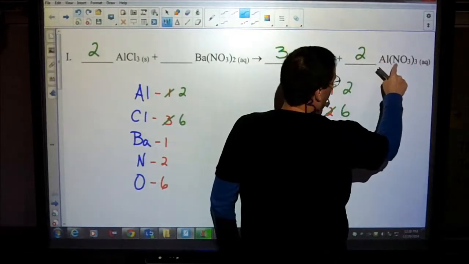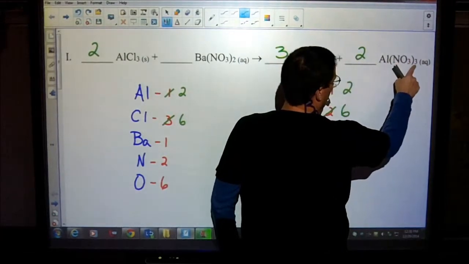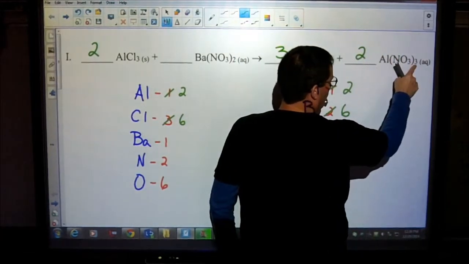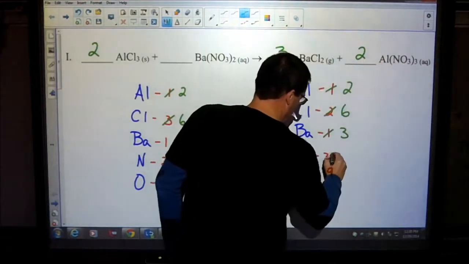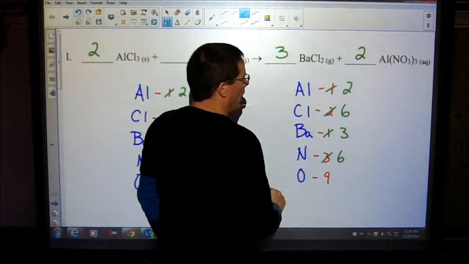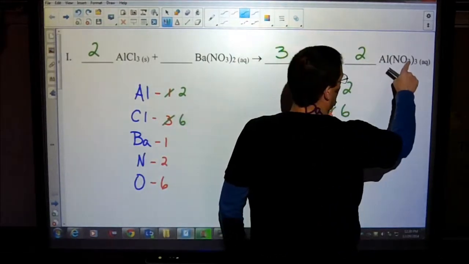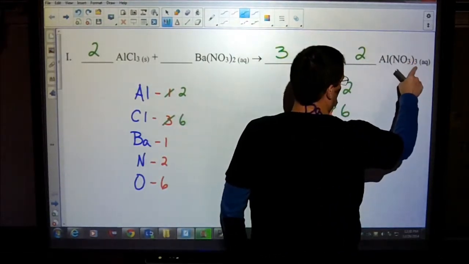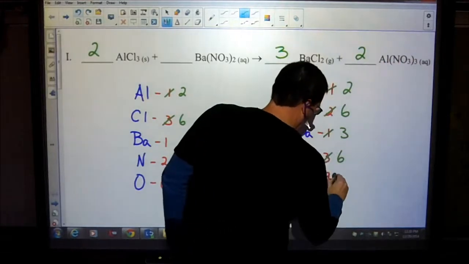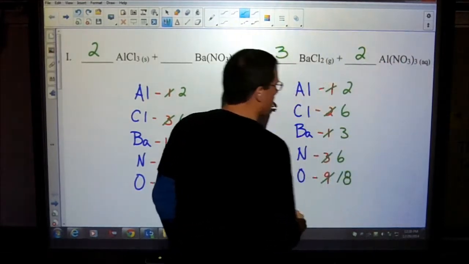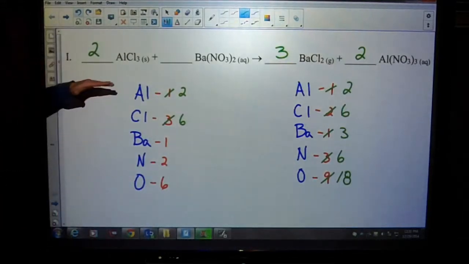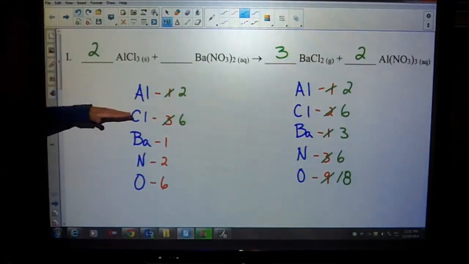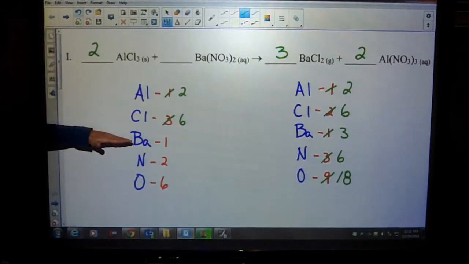So if I have 1 times 3 times 2, so 1 times 3 is 3 times 2, that means I have 6 nitrogen. And how many oxygens do I currently have? I have 3 times 3 is 9 times 2, which is 18. Okay, so that's my current inventory. So when I look, my aluminums look good, my chlorines look good, my barium does not look good.